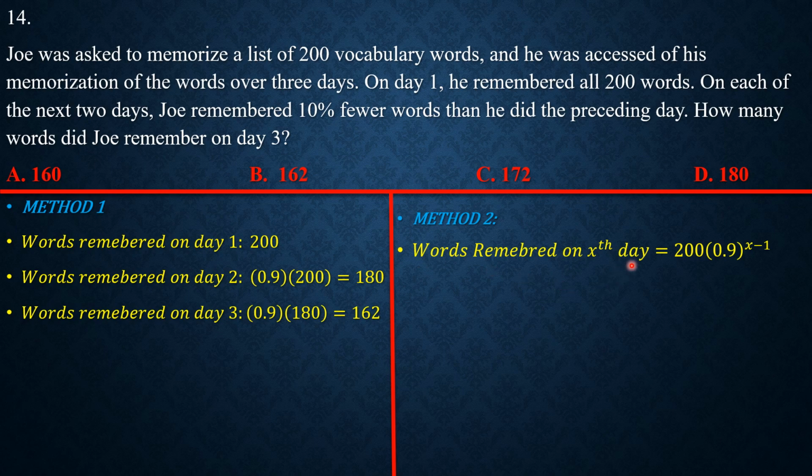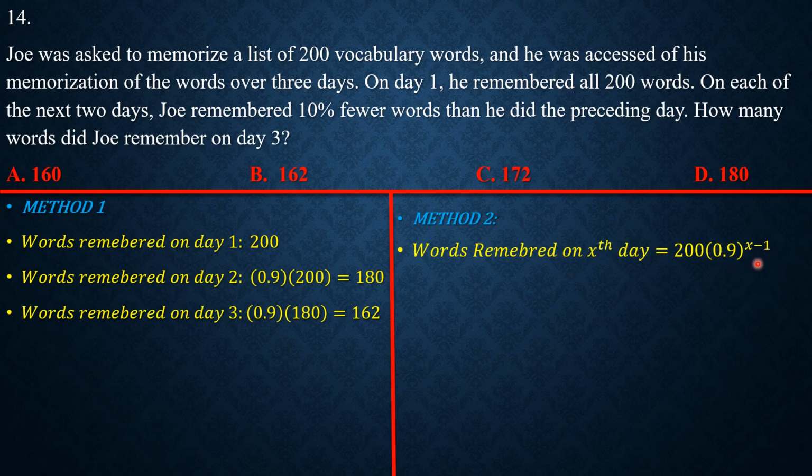What's remembered on day x. So on any given day x, you remember 200 times 0.9 to the power x minus 1. So on day 1, x is actually 1, so we have 1 minus 1, which gives us 0, and 0.9 to the power 0 gives us 1, so you remember 200 words. On day 2, you are going to have x to be 2, 2 minus 1, so you are going to have 200 times 0.9, which gives us 180.